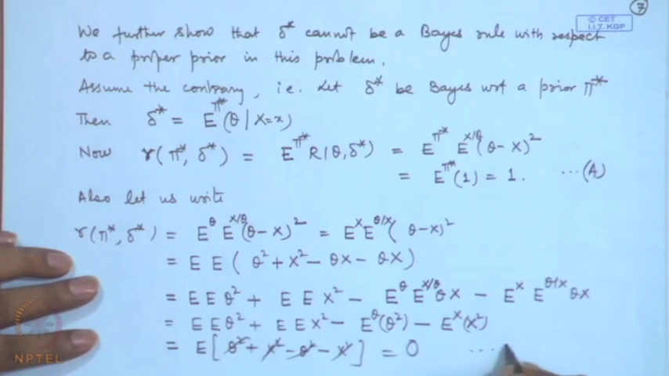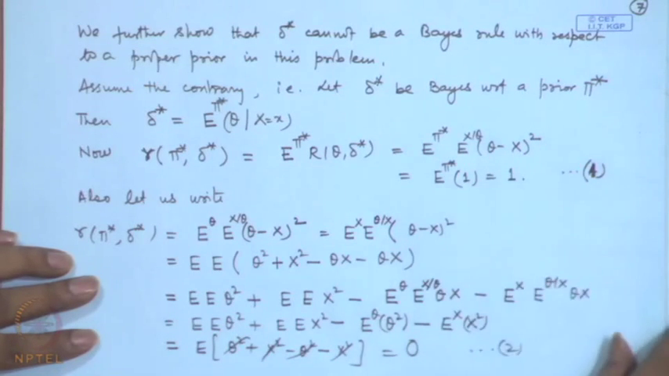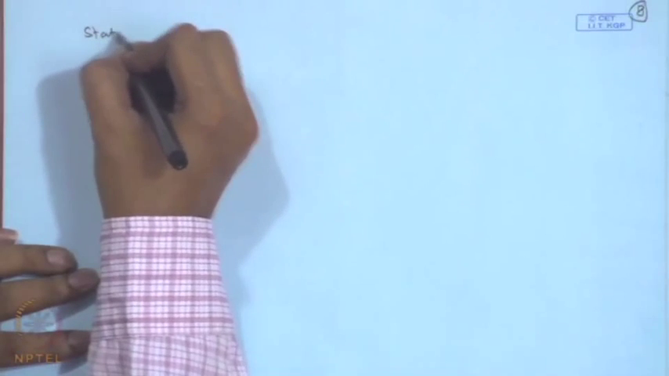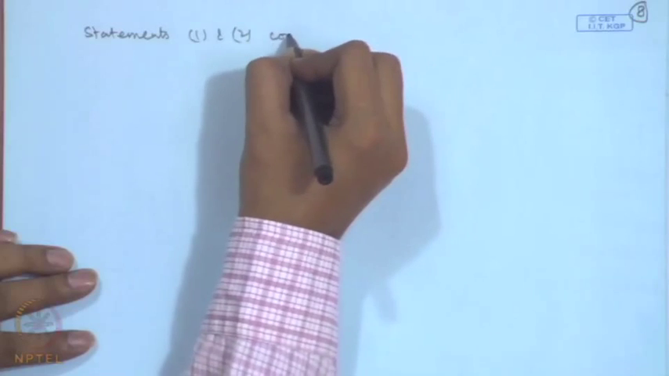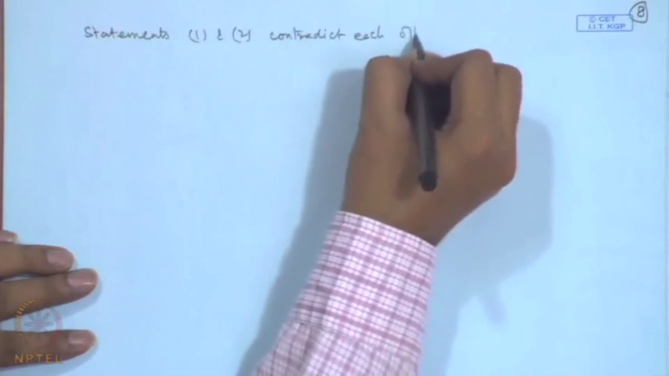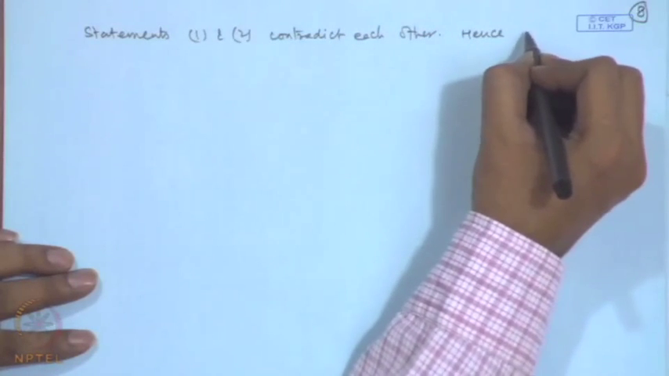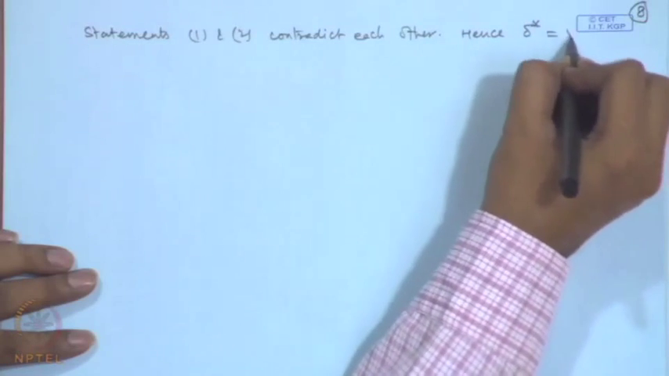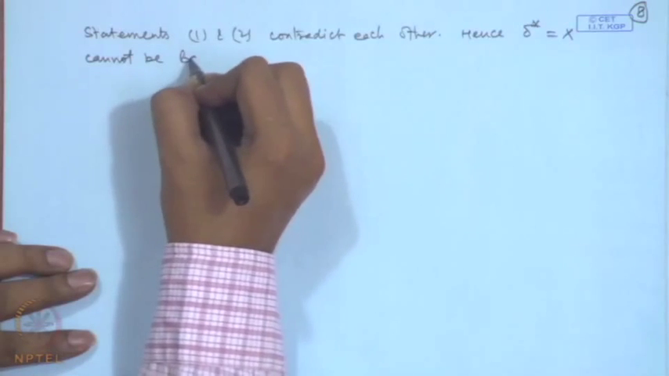So, this 1 and 2 are in contradiction. Statements 1 and 2 contradict each other. Hence, δ* equal to X cannot be Bayes.